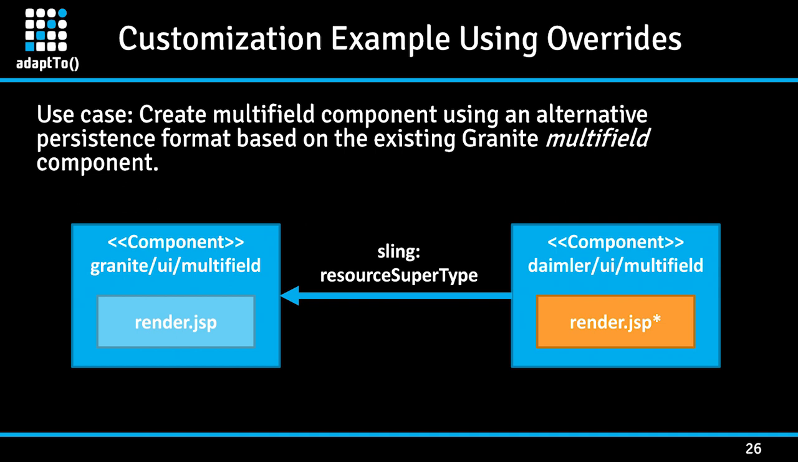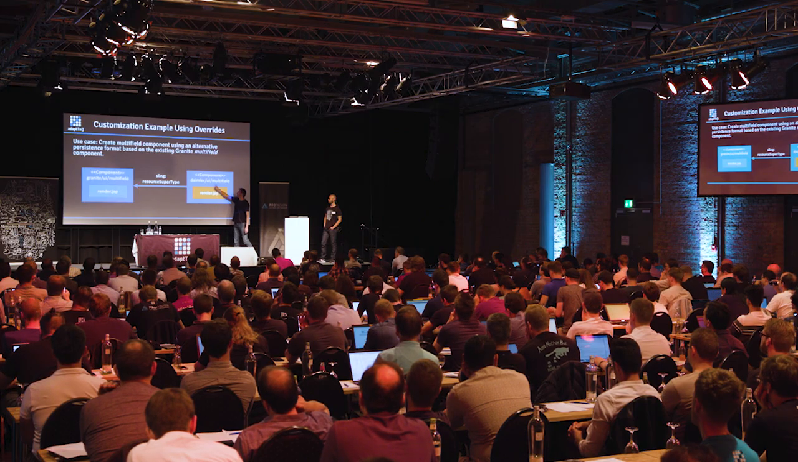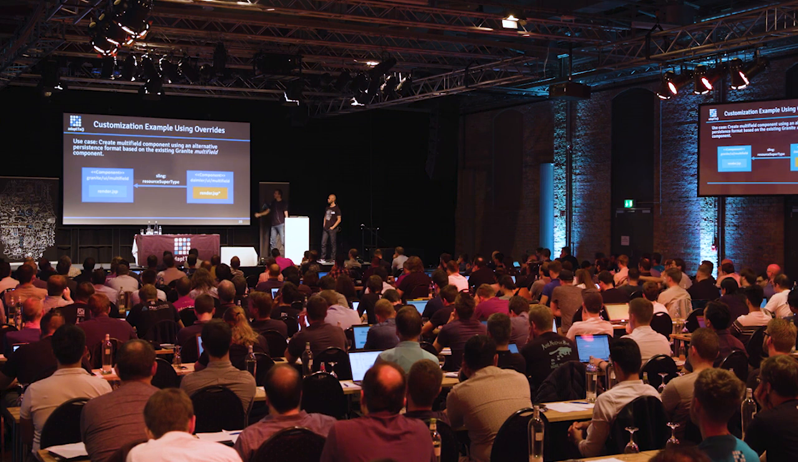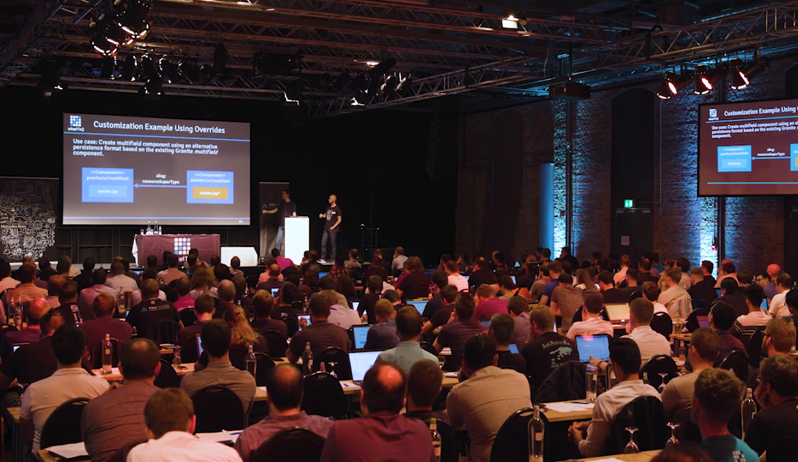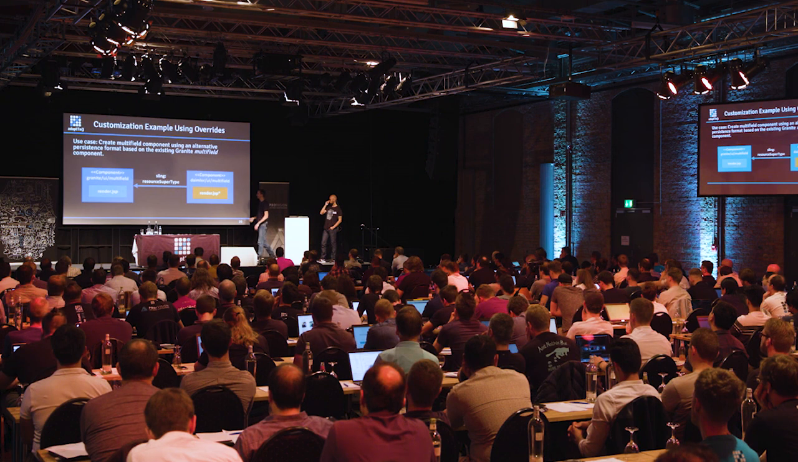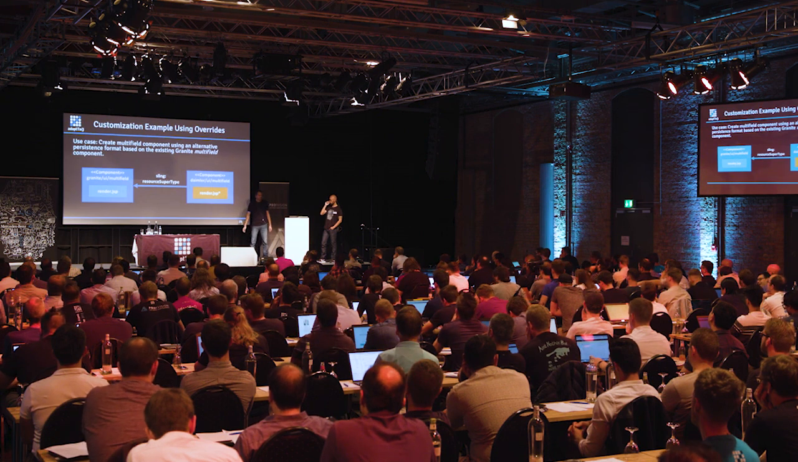But here we actually wanted to create a custom version of the multi-field component. The original out-of-the-box version, Granite UI multi-field, is there with its main Sling rendering script. And on the right, there is our custom version. What we wanted to do is to change the persistence mechanism. So what we do here, we set up our own component with our own namespace, Daimler UI multi-field, use the resource supertype, point to where we want to inherit behavior from, and override it here.